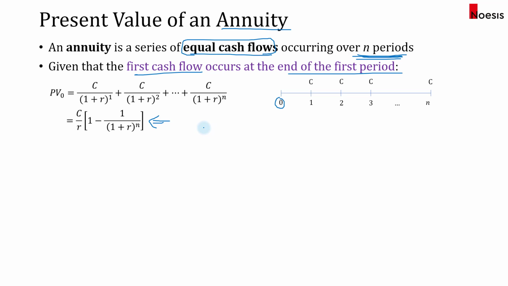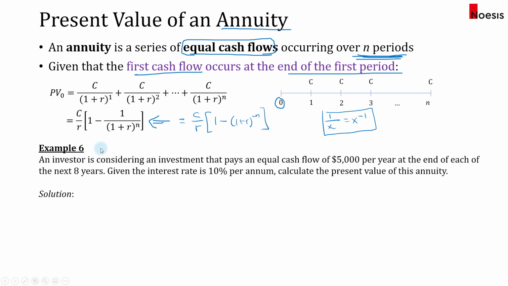Now for some, you can also express the formula in this way. We can take C over R, multiply by 1 minus (1 plus R) to the power of negative n. That is based on the fact that 1 over x is equal to x to the power of negative 1. That's how we convert this fraction to this negative power.